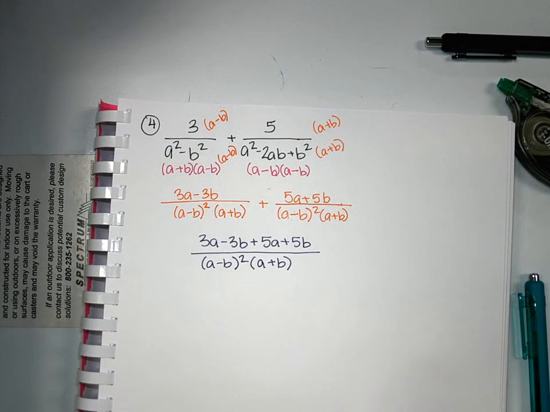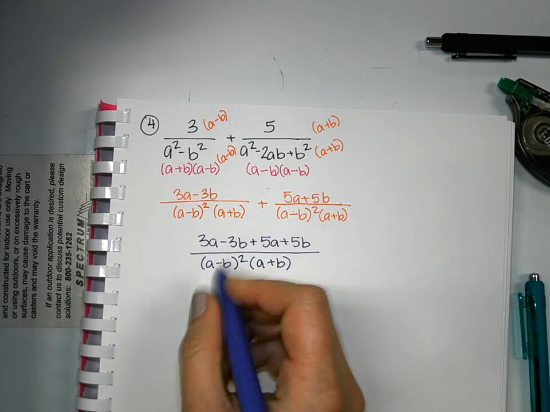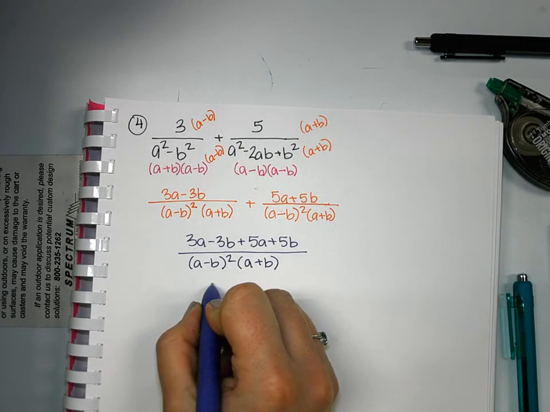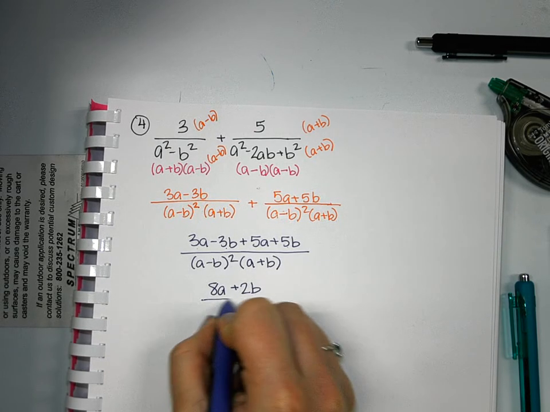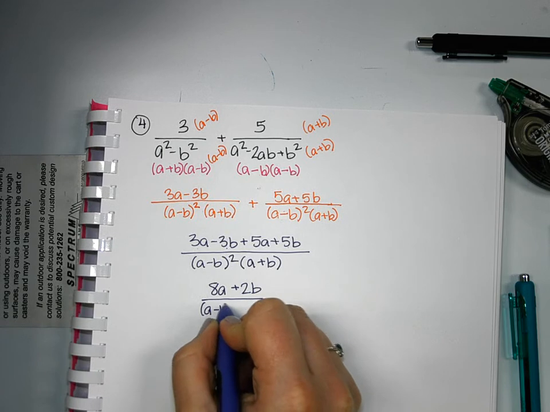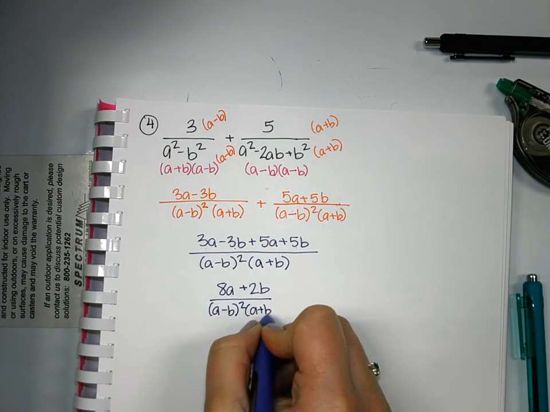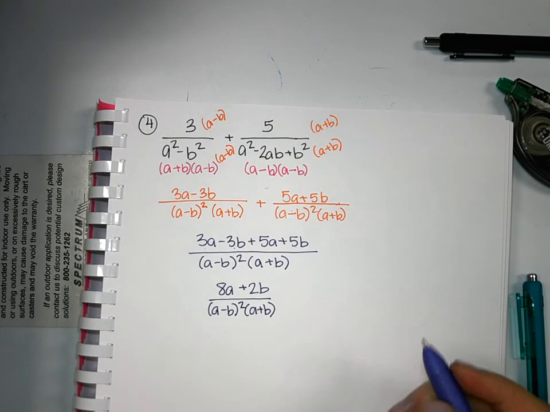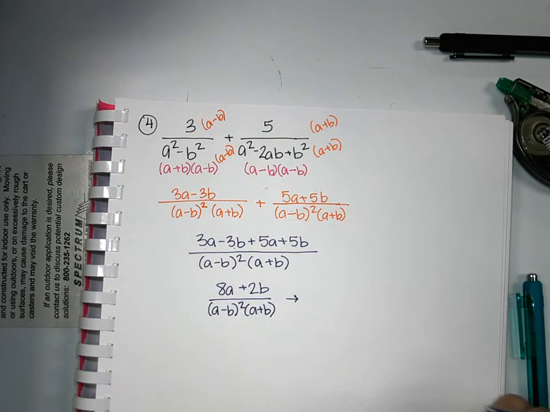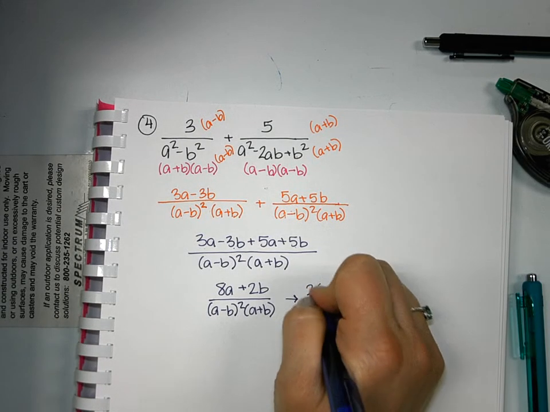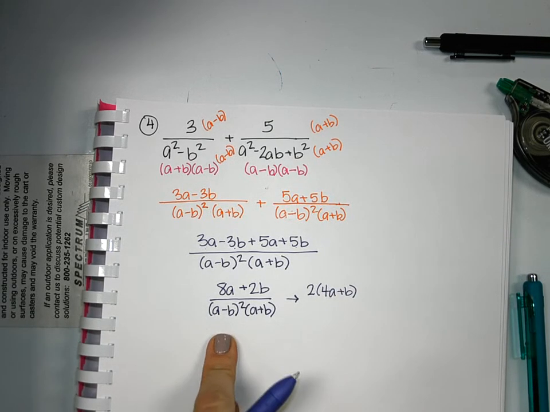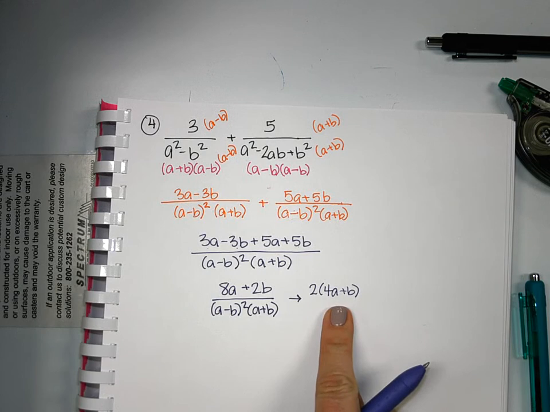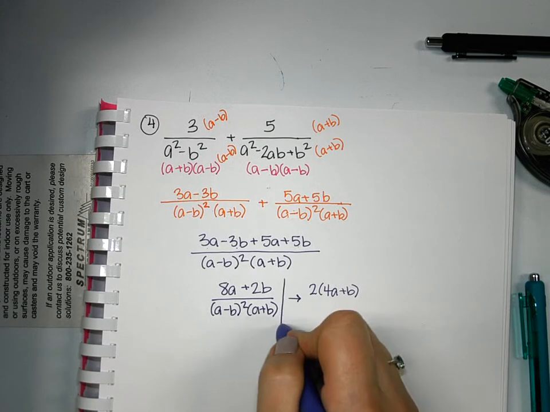So again, I'm going to simplify what's on top. So 3a and 5a will give me 8a. Negative 3b and 5b will give me plus 2b. And one of the things I am going to check is if I were to factor the numerator. So if I were to take out a 2, does it match anything that will allow me to cancel? So after factoring out the 2 from the top, it still didn't match anything. So that means this here can be my final answer.